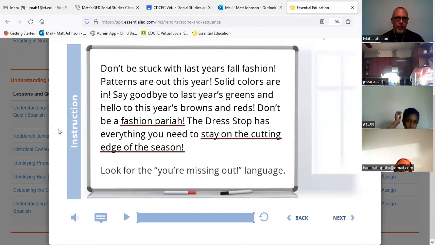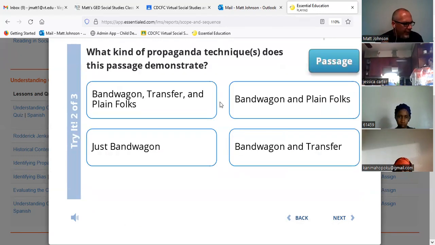It can get kind of confusing with transfer. Right. But transfer is sort of just like making you see yourself in that role, right? Bandwagon is sort of like seeing yourself as part of that group. So slight difference between the two. All right, I think we'll have a question here. What kind of propaganda techniques does this passage demonstrate? All right, let's take a look here.